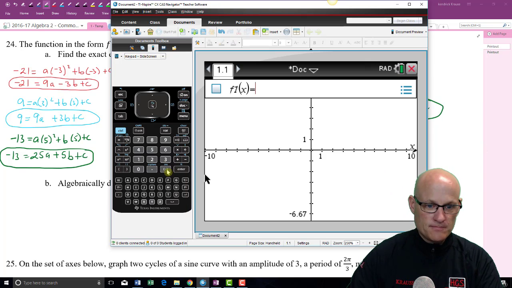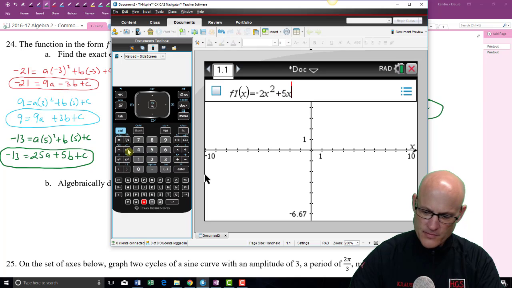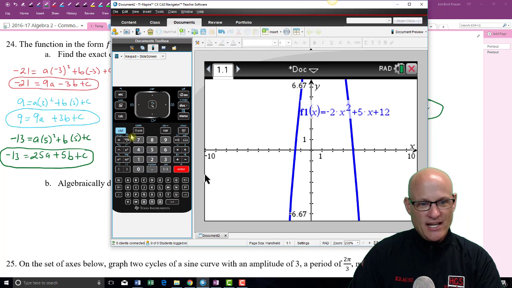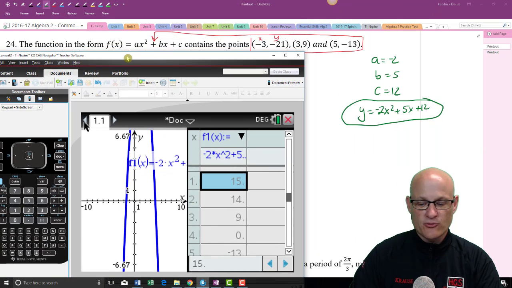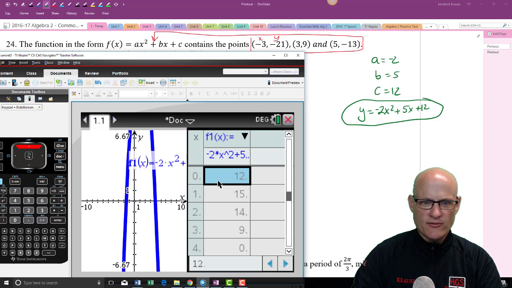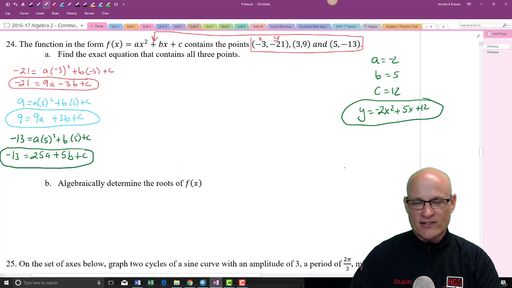So negative 2x squared plus 5x plus 12. Press enter, and don't overthink this. Just go to the table. And we're looking for those 3 points. So, I'm looking for negative 3, negative 21. There it is. I'm looking for 3, 9. There it is. And I'm looking for 5, negative 13. There it is. So I know for 100% that's the right answer.